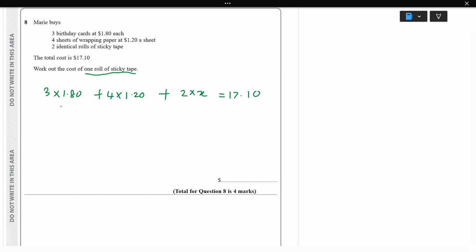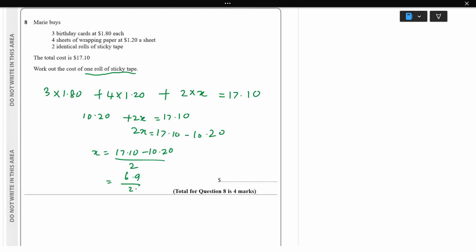So when we do 3 times 1.80 plus 4 times 1.20, the answer is going to be 10.20, plus 2x equal to 17.10. 2x equal to 17.10 minus 10.20. So x equal to 17.10 minus 10.20 over 2, which is 6.9 over 2. So the answer is going to be 3.45.